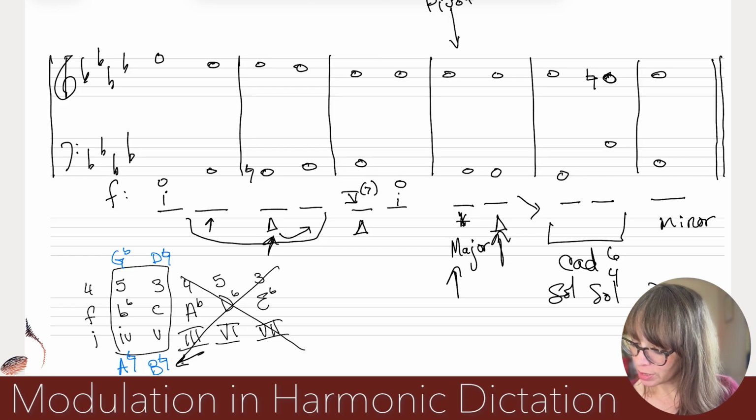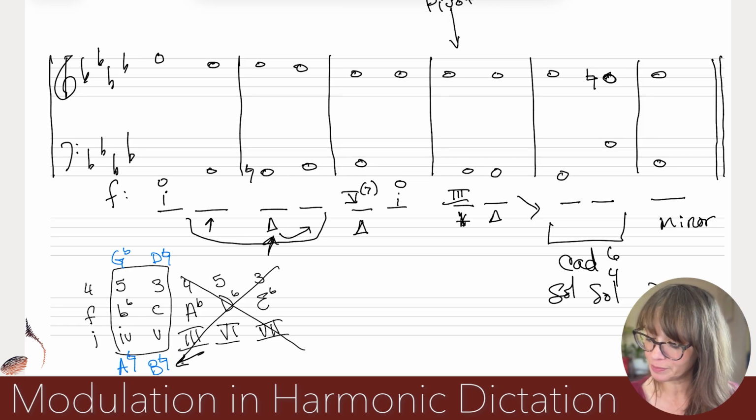So let's talk about this pivot chord here. So if the quality of this is major, right? So if it's major, it's probably a 3. It's not going to be a 1/6.